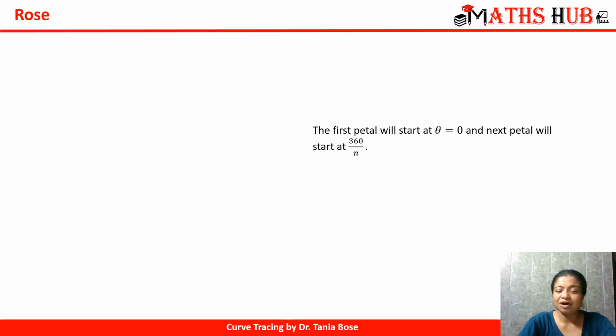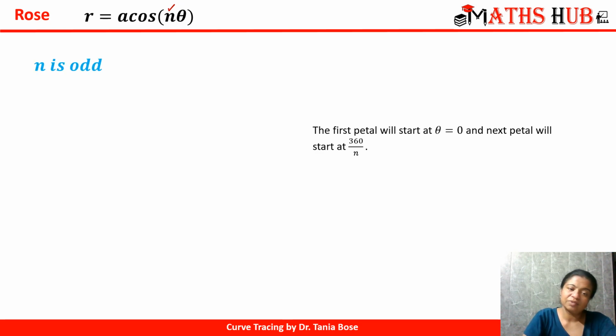Now, when we talk about a rose, the equation of the rose is r is equal to a cos n theta, right? Now, depending on the values of n, we will have the process of tracing it. So when n is odd, we'll do the first case. When n is odd, first of all, we need to decide two things. One is how many leaves it will have and where the leaf will start from, right?